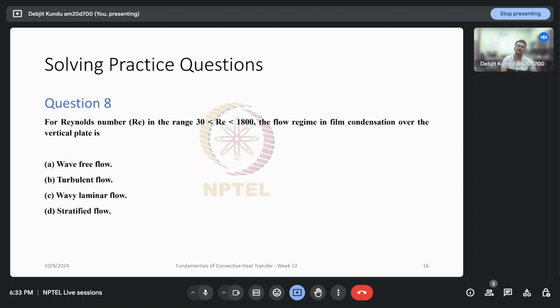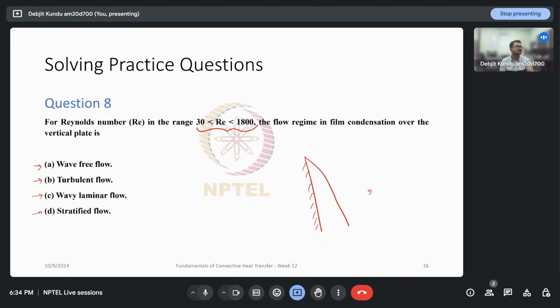All right, so moving on to question number 8 now, which is hopefully the last question of today's session. It's asking us that for Reynolds number in this given range between 30 to 1800, the flow regime in film condensation over a vertical plate is what? Is it option A, wave-free flow, option B, turbulent flow, option C, wavy laminar flow, or is it option D, stratified flow? So once again, we are looking at film condensation over a vertical plate like this.